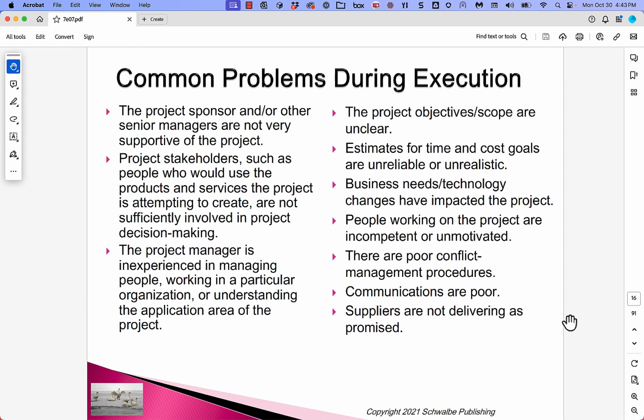Here are some problems that could come up during execution. I won't read them all, but let's just pick a couple. The project sponsor and or other senior managers are not very supportive of the project. The project manager, assume that's you or me, is inexperienced in managing people. People working on the project are incompetent or unmotivated. Suppliers are not delivering as promised. Things go wrong.